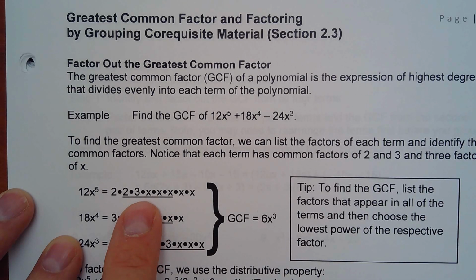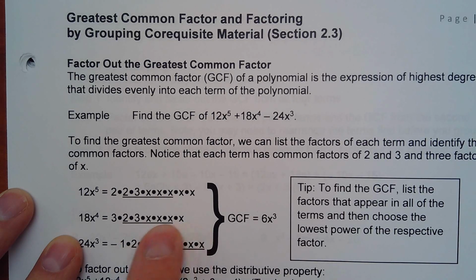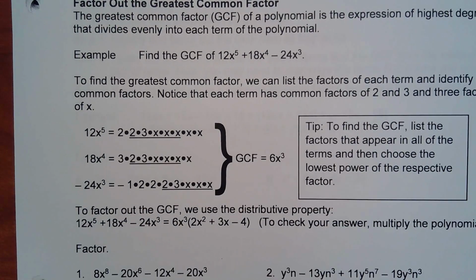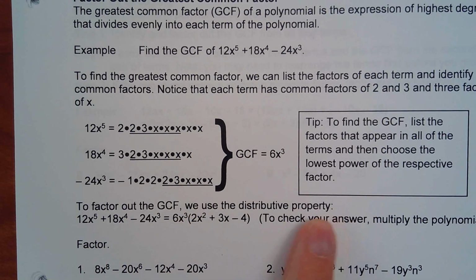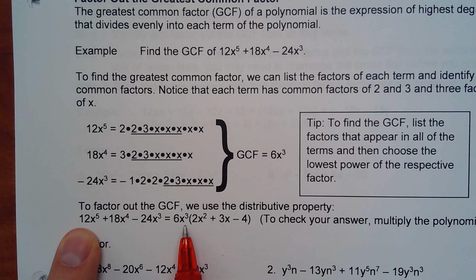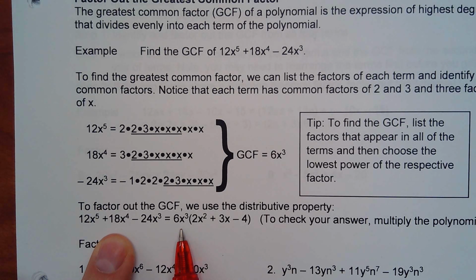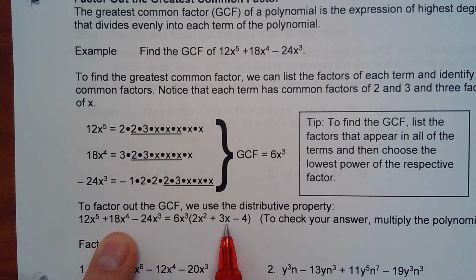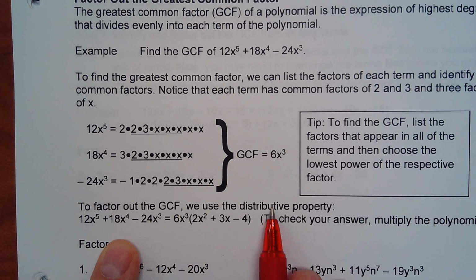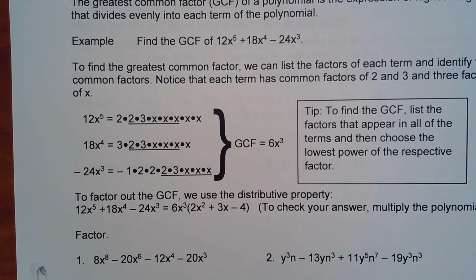Even though I see x to the fifth is here, x to the fourth is here, x cubed is here, I'm going to choose the lowest power. And that's going to be my GCF. To factor out the GCF, we use the distributive property. We put that greatest common factor out first, 6x cubed. To figure out what goes inside, I take 12x to the fifth divided by 6x cubed, which gives me 2x squared. Then I take 18x to the fourth divided by 6x cubed. That gives me 3x. And then negative 24x cubed divided by 6x cubed gives me minus 4. So we put our greatest common factor, and then what I like to call my leftovers. Let's see how this works.